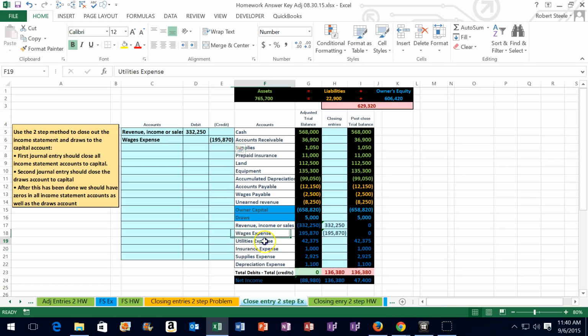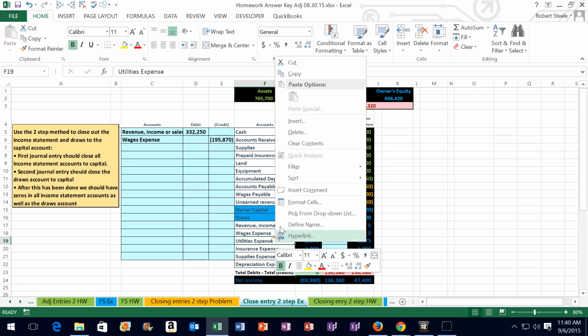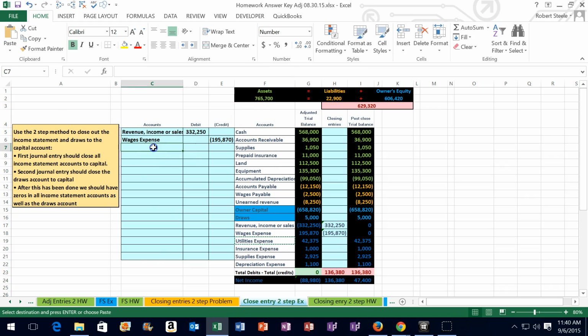So then the utilities, also an expense, has a debit balance. I need to make it go to 0. I'm going to do the opposite thing to it, which in this case would be a credit. So I'm going to copy that. I'm going to put it in cell C7, right click, paste it 1, 2, 3, values only. And what I need to put in there is that 42,375. So I'm just going to type in here a negative 42375 to represent a credit, and enter. It'll format that for us.